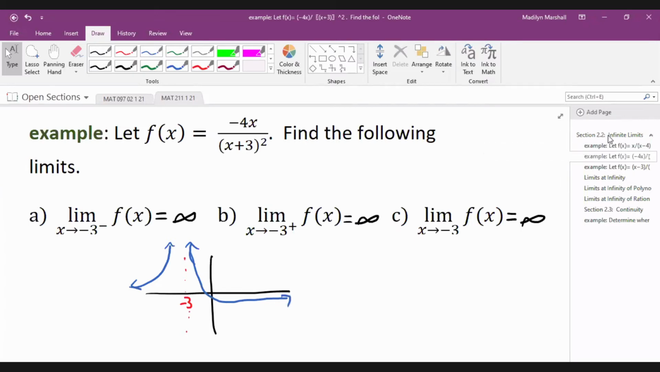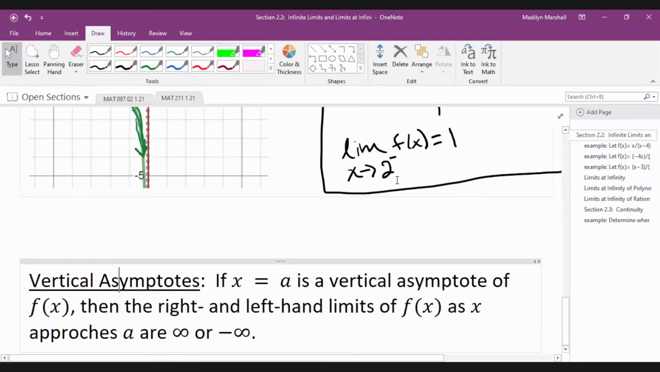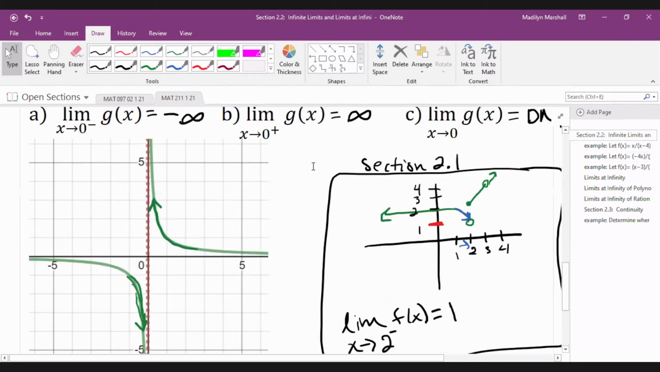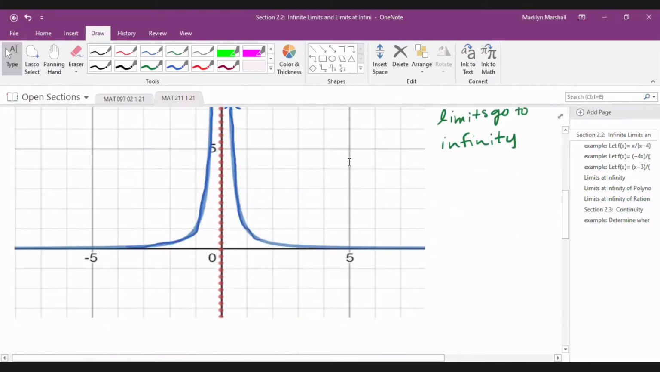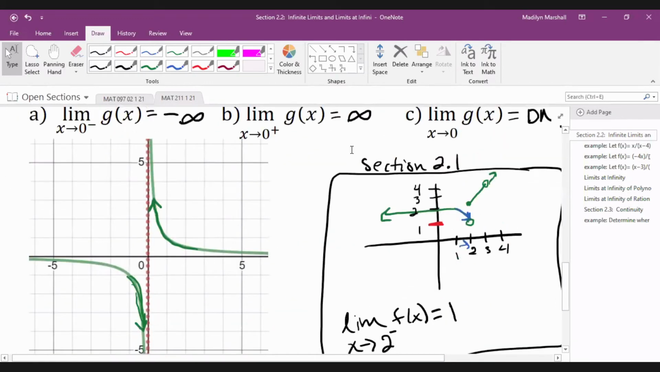So looking back at the second set, I was first looking at one. The first one we saw, they're both going to infinity, so we say the regular limit is infinity. The second one, they were going in opposite directions, so we said the limit does not exist. Okay.